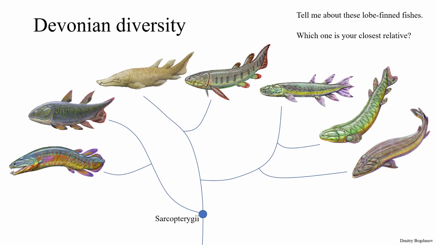Cool. Which one is our cousin? Because only one of them is, of all of them up there, one of them is closer to us than the rest. So which one's the tetrapod relative closest? Okay, go ahead.